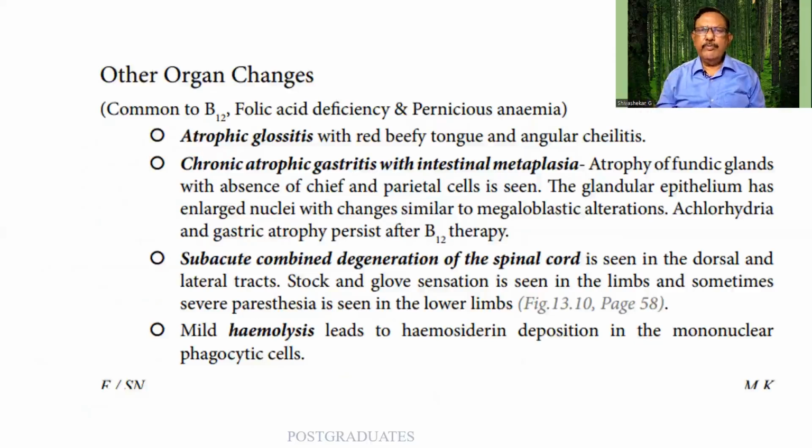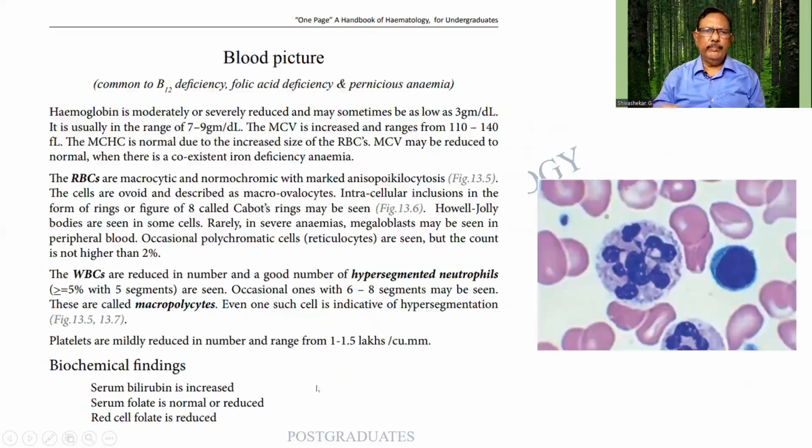Always we people should be familiar with the other changes in any disorder whatsoever. For example, all of us know that there can be a chronic gastritis, there can be an intestinal metaplasia, subacute combined degeneration of the spinal cord, classical of the pernicious anemia, mild hemolysis with mild increase in serum bilirubin. And this is the blood picture. All of us know about it. I am not going to delve into it.